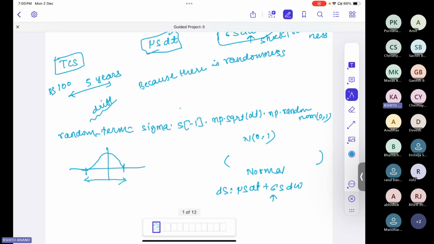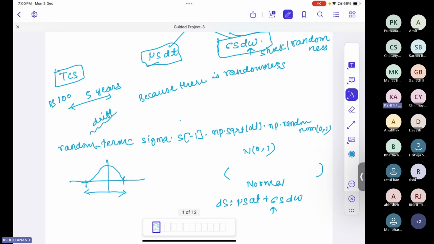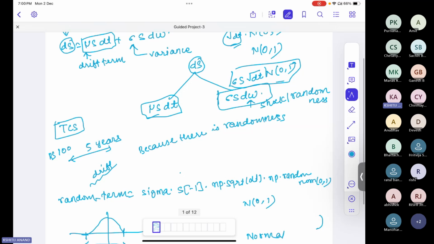Any doubt till now? Is it important to know how this geometric Brownian motion is derived? No. It is basically not derived. As I already told, it is just two simple terms. The first term is the fundamental nature of the stock, which is mu S dt. Mu is the drift, right? So understand mu as something like return. How much return do you expect from this stock?